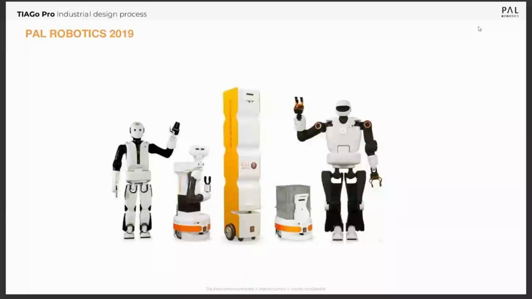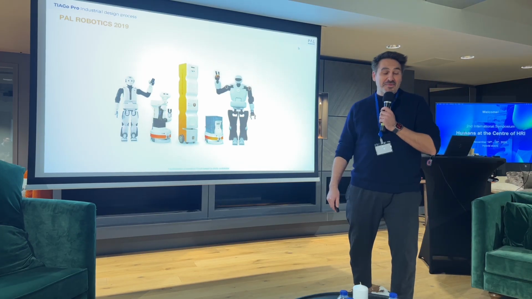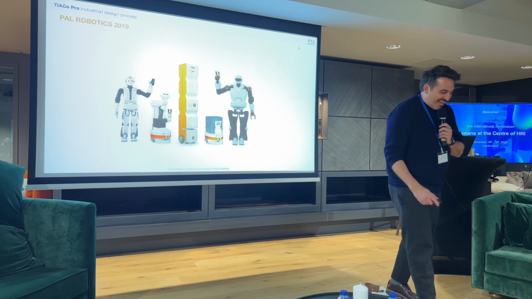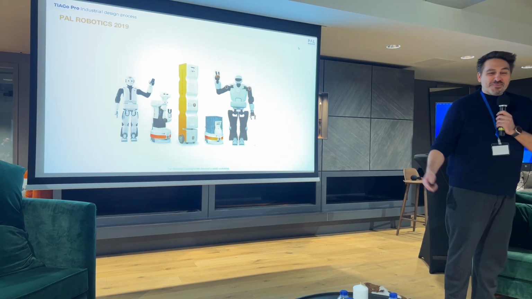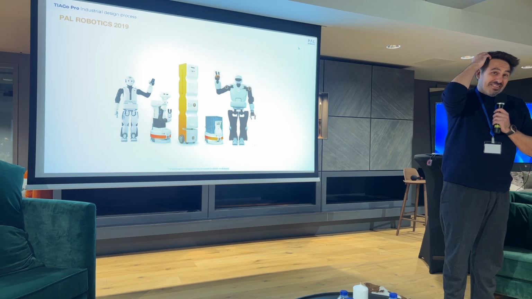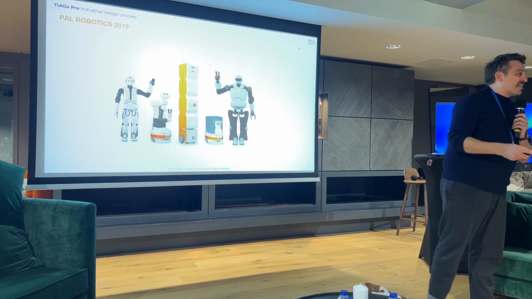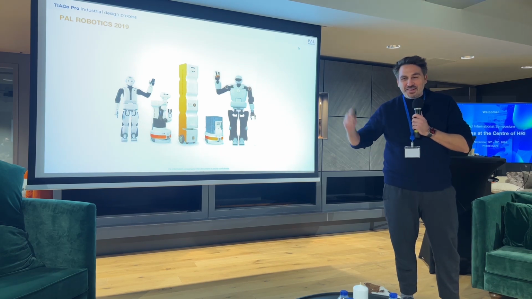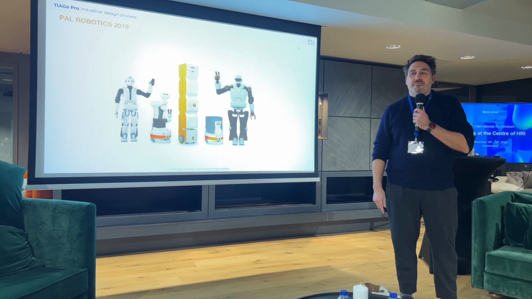When I arrived at PAL Robotics in 2019, the robots were white and black. For me, it was horrible. I come from cosmetics. I designed for 8 years, working with fashion designers, and it wasn't too different when I arrived. I asked, why are they white and black? Only white and black? Really?